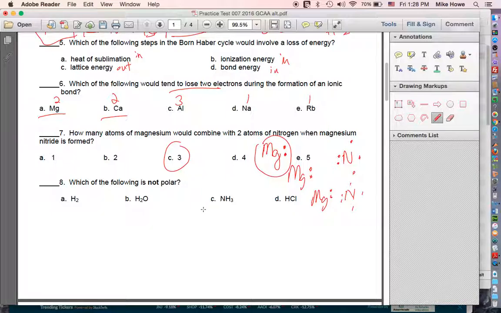For these kind of questions, you will probably need to start thinking about drawing dot diagrams, but for this one you can tell quickly which is not polar because you know that hydrogen bonded to hydrogen would have a completely even attraction for electrons. Since they have even attraction, they are absolutely not polar.